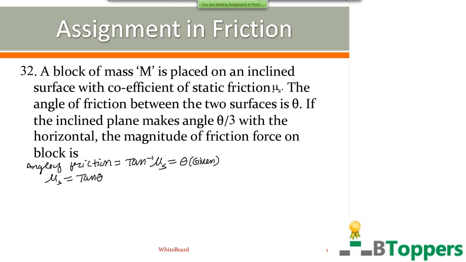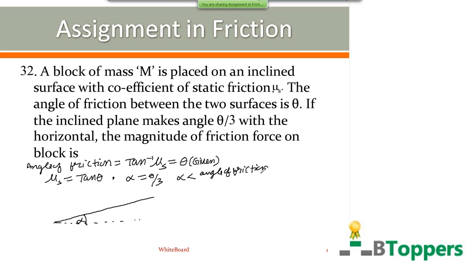Here the angle of inclination of the inclined plane to the horizontal, let us denote by alpha. So this alpha is theta by 3. That means the angle of inclination of the inclined plane is less than the angle of friction, or less than the angle of repose.